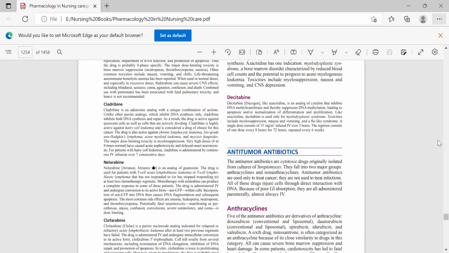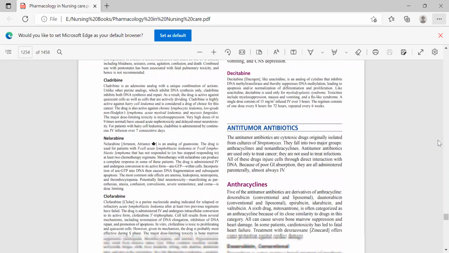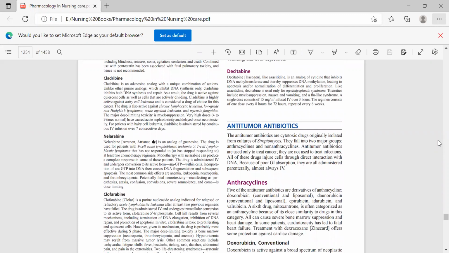There is another topic related to anti-cancer cytotoxic agents, and this topic is termed anti-tumor antibiotics. As we all know, the term antibiotics is used for agents, the microbes, the bacterial agents which spread infections in the human body. But here, the antibiotics are cytotoxic drugs which are not used to treat infections, but are related to anti-tumor activity. So the topic is also called anti-tumor antibiotics.